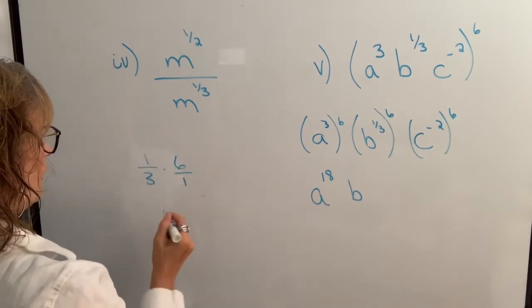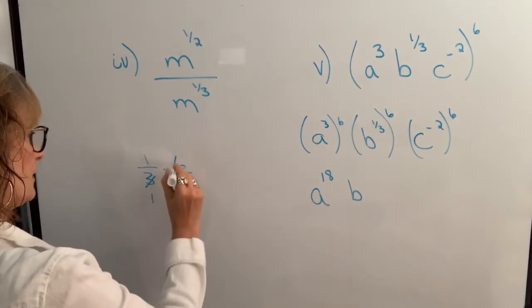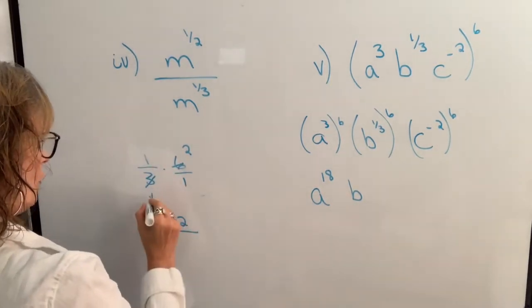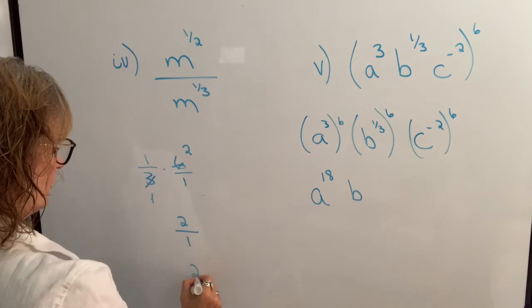That's like 6 over 1. I'm going to cancel a 3 into there, a 3 into there. 1 times 2 over 1 times 1, which is simply a 2.